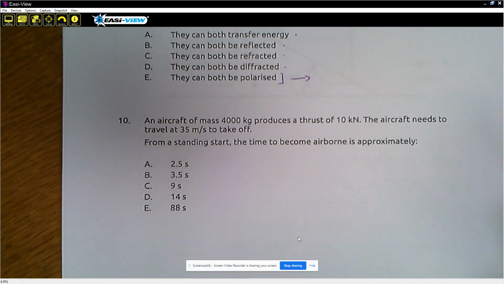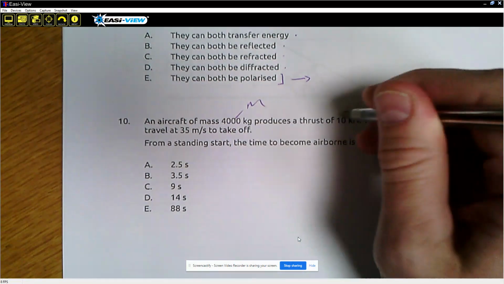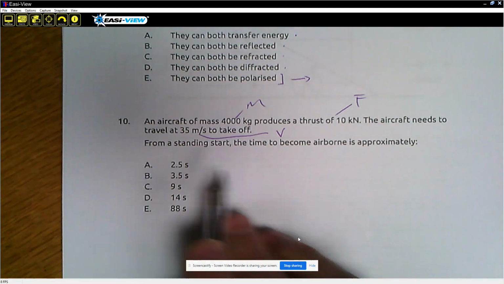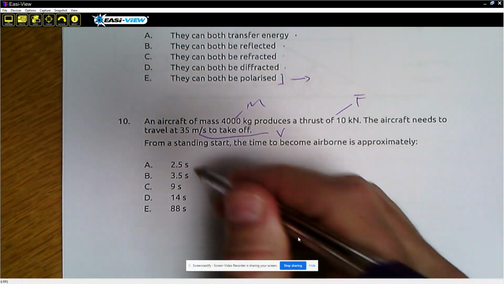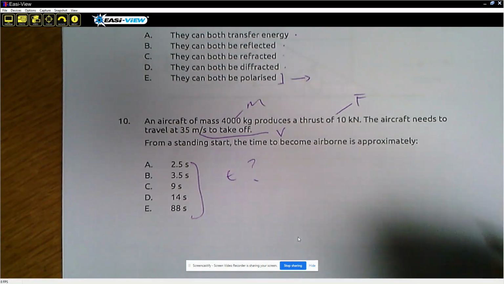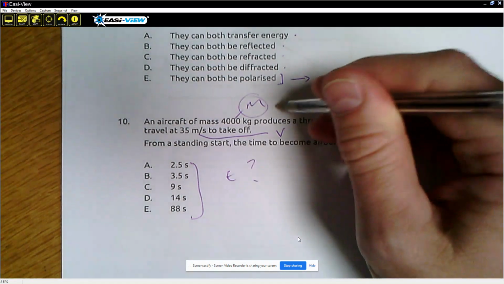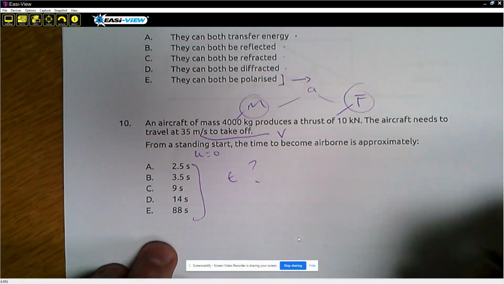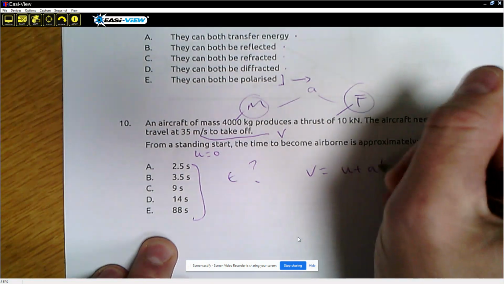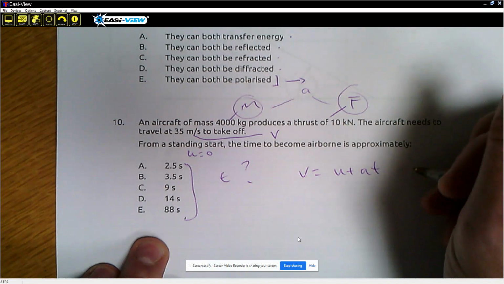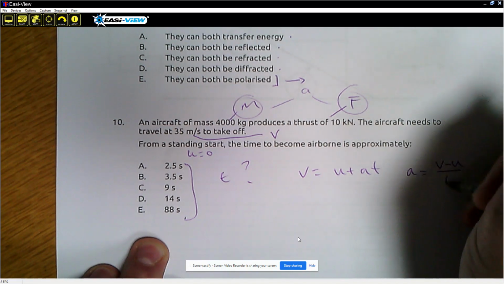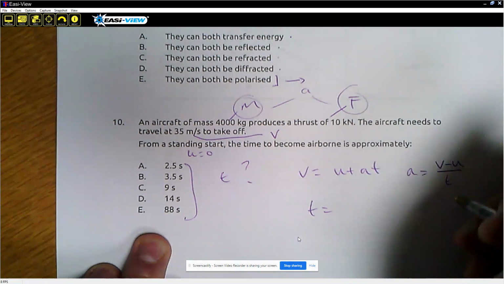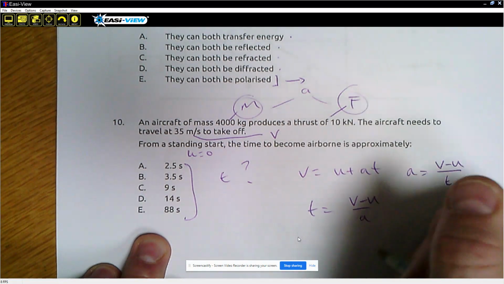Last one. An aircraft has a mass, m. Thrust, that's a force. The aircraft needs to travel at this velocity. And the standing start time to become airborne is approximately how long? So a time. We've got a mass and a force, which is going to lead us to an acceleration. And from a standing start, u equals 0. So I think I'm using v equals u plus at, which is a variation of the acceleration being the change in speed over time. And I want the time on its own. So time on its own is v minus u over a.